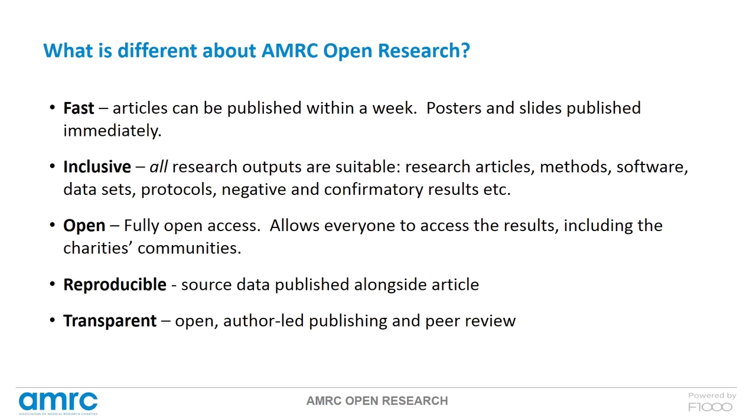We also publish things like negative and confirmatory results. So all these little pieces of data that fit into the jigsaw of research. It's fully open access, so it allows everybody to access the results, including charities and communities. I think one of the benefits, particularly for charities, is that people are doing fundraising for this money. You know, they're running marathons or they're baking cakes. Quite often in traditional journals, they don't have access to the research that they have helped to fund. So by it being open access, everybody has access.